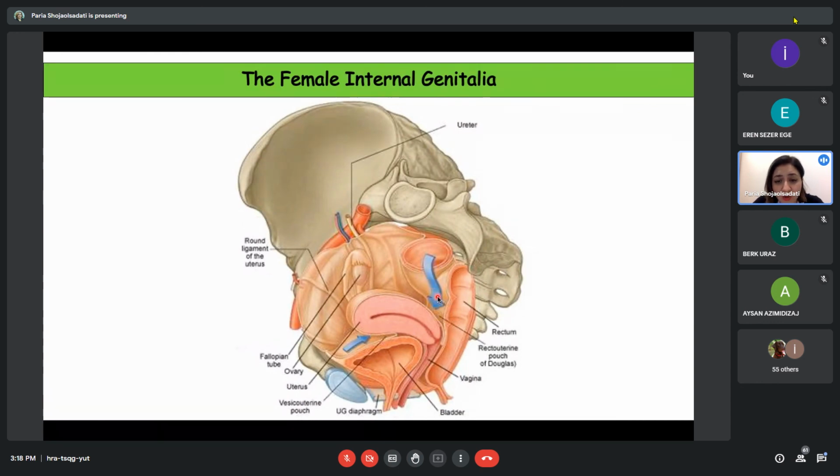We have a total of two pouches in the female between the organs. The posterior one is named the rectouterine pouch or pouch of Douglas, and the anterior one is named the vesicouterine pouch. The posterior one is the deepest point of the peritoneal cavity, and we can take a sample of the peritoneal fluid from there in the female. It's named culdocentesis.